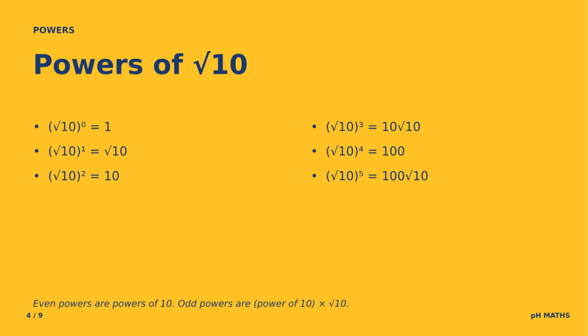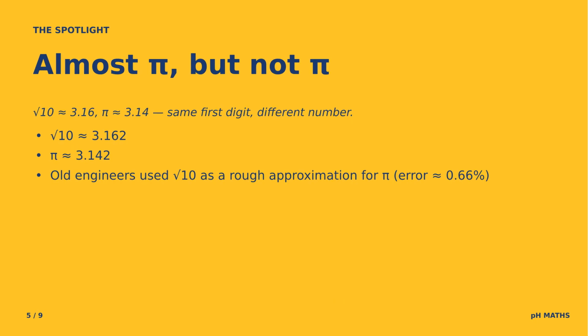Almost pi but not pi. Root 10 is roughly 3.16. Pi is roughly 3.14. Old engineers, before electronic calculators were everywhere, sometimes used root 10 as a quick approximation for pi because it was easier to calculate. The error is only about 0.66%. Close enough for a back-of-the-envelope calculation, but they are absolutely different numbers, and don't be fooled if a question asks for an exact answer.